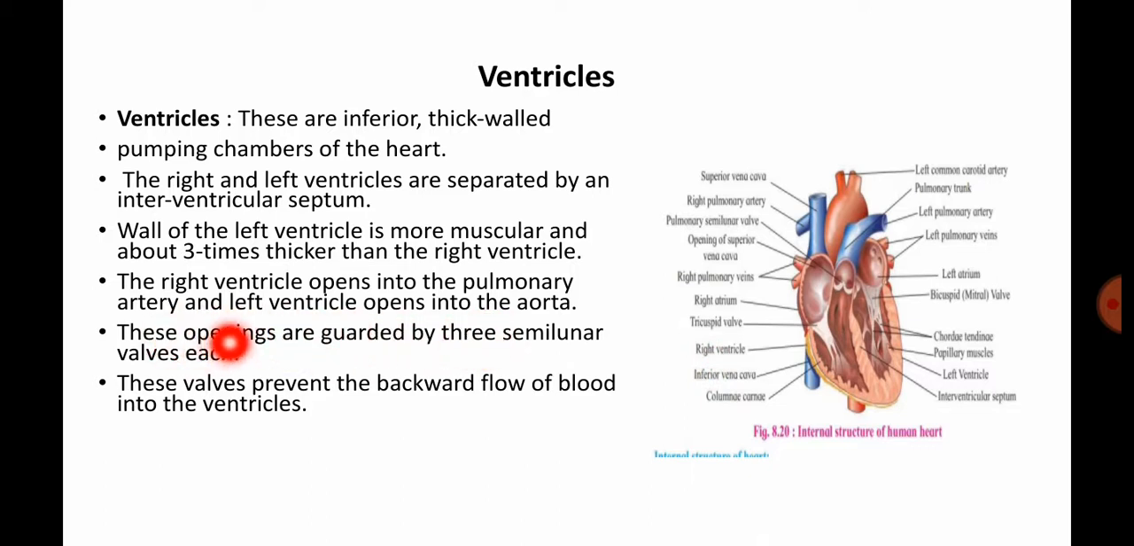So the deoxygenated blood that entered the pulmonary artery is taken back again to the lungs where it gets purified, and the oxygenated blood in the left ventricle is transported to all the parts of the body. Both these openings have the semilunar valves, and because of them there is unidirectional flow of blood. So these valves prevent the backflow of the blood into the ventricles. So this is about the complete structure of the ventricles.